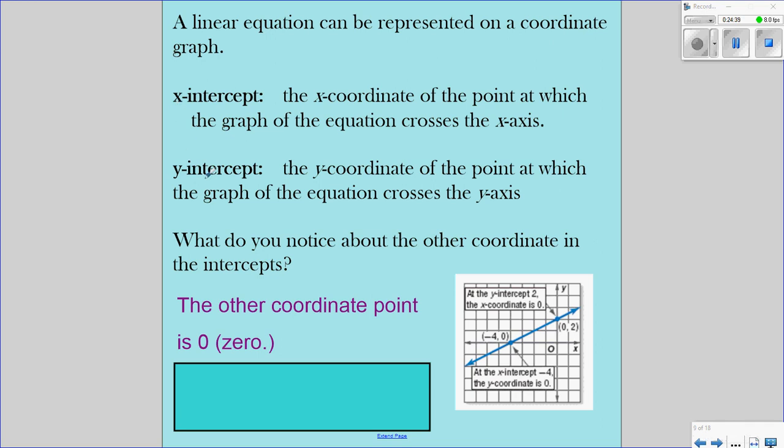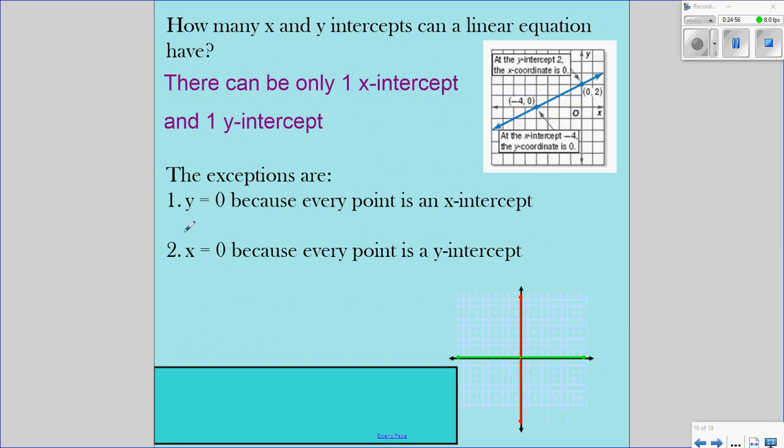There's x-intercept and y-intercept. The x-intercept is where the graph crosses the x-axis, which is the horizontal line, and the y-intercept is where the line crosses the y-axis, which is the vertical line. Remember, there's only one x-intercept and one y-intercept. The only exception is if you have x equals 0 and y equals 0.